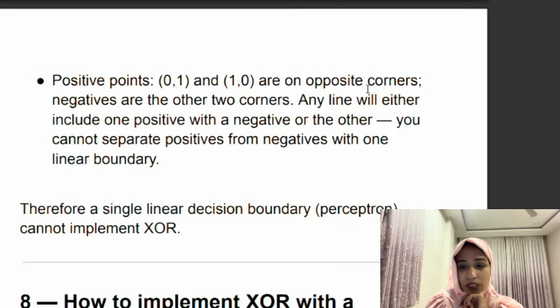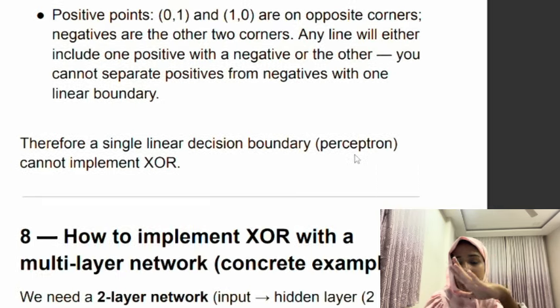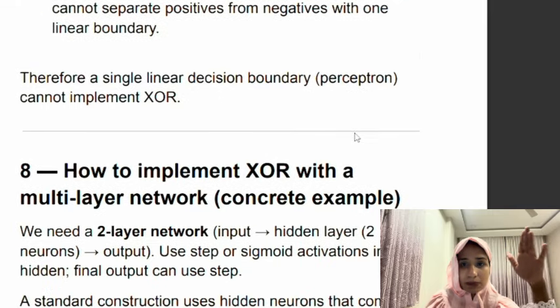Geometrically, the positive points are on opposite corners and the negative points are on the other two corners. Any line will either include one positive with a negative or the other. You cannot separate positives from negatives with one linear boundary. Therefore, a single decision boundary perceptron cannot implement XOR. So there is no straight line which can separate positives and negatives. That's why we cannot separate it.